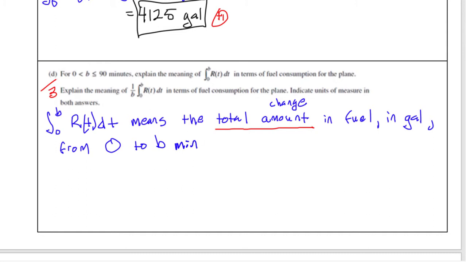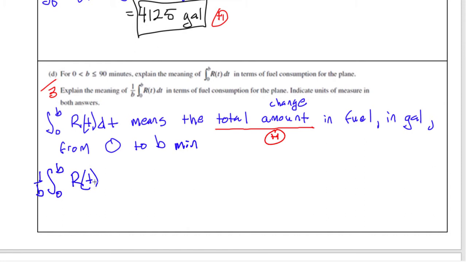All right, if you just said total amount or something similar to that, you got 1 point. If you got the units correct in both of the explanations, you get 1 point. And if you get the next explanation correct, you get another point. So there are a total of 3 points. So this other one, 1 divided by b and then multiply by the integral from 0 to b of R of t.